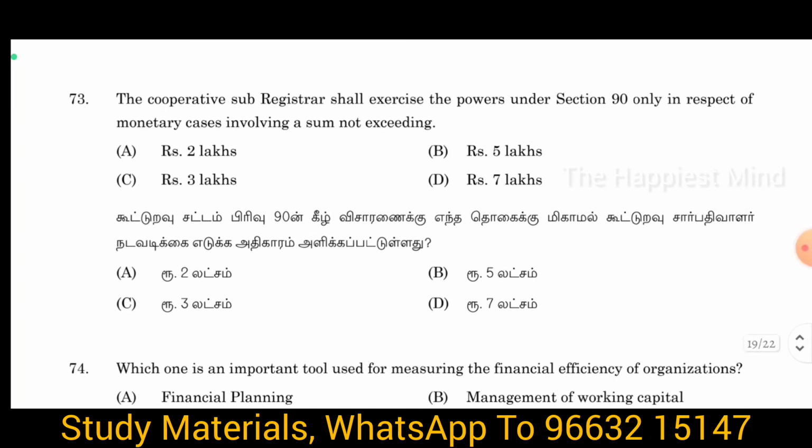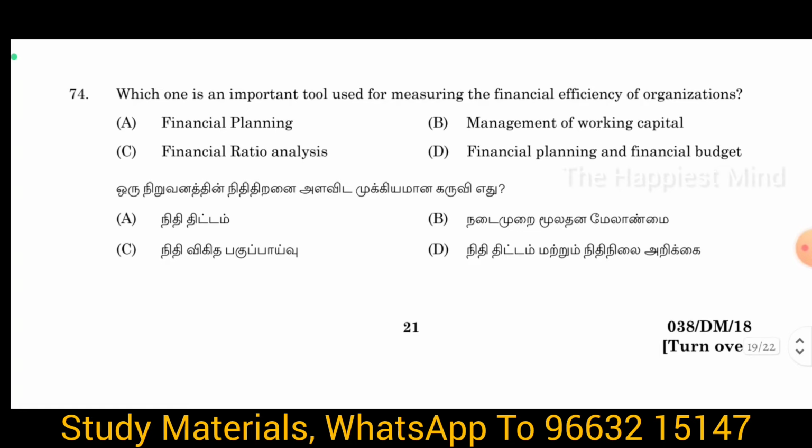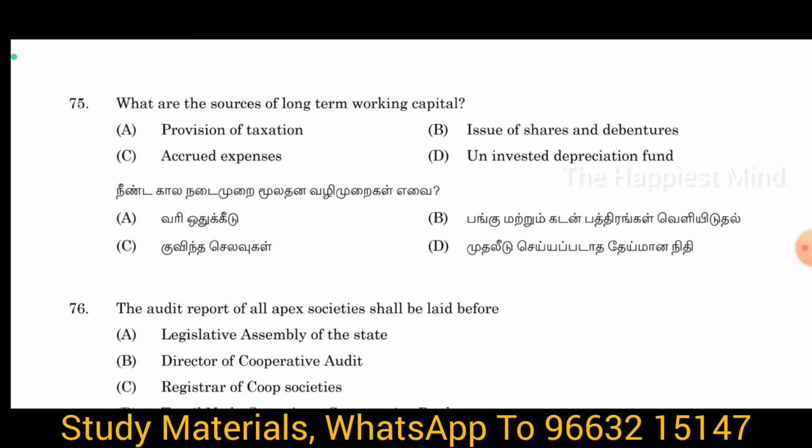Question 73. The cooperative sub-registrar shall exercise the powers under section 90 only in respect of the monetary cases involving a sum not exceeding dash. The sum not exceeding 2 lakhs. Answer is option A. Next question 74. Which one is an important tool used for measuring the financial efficiency of organizations? Answer is option C, financial ratio analysis. Question 75. What are the sources of long-term working capital? Answer is option B, issue of shares and debentures.